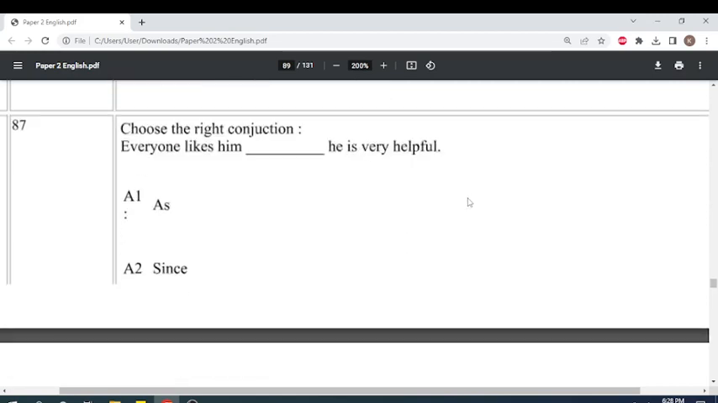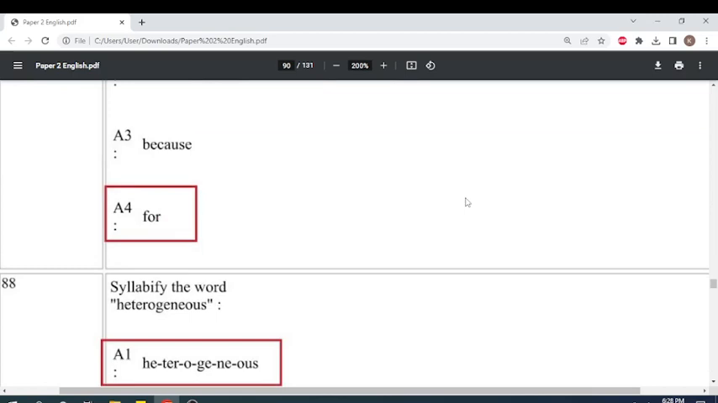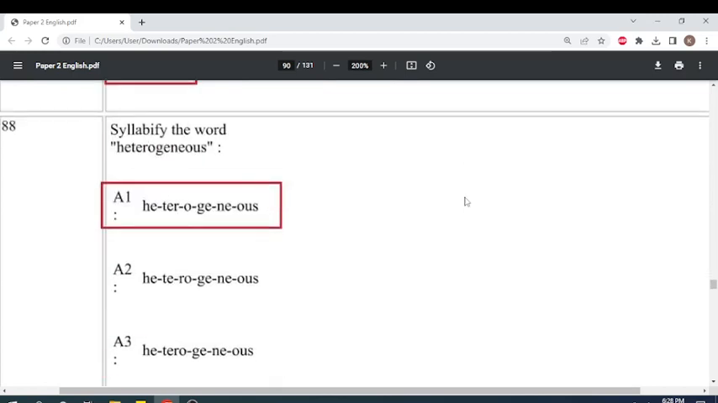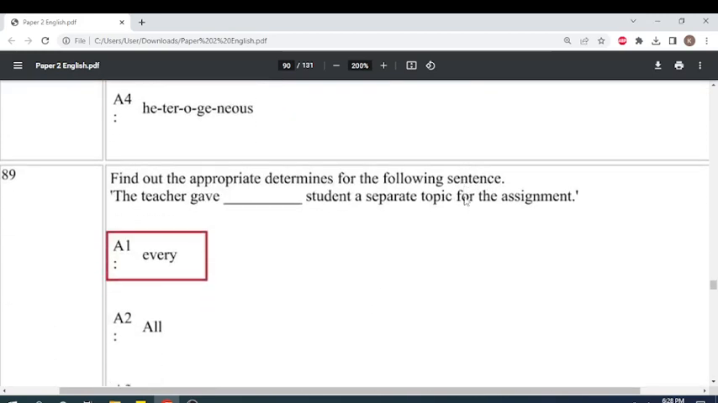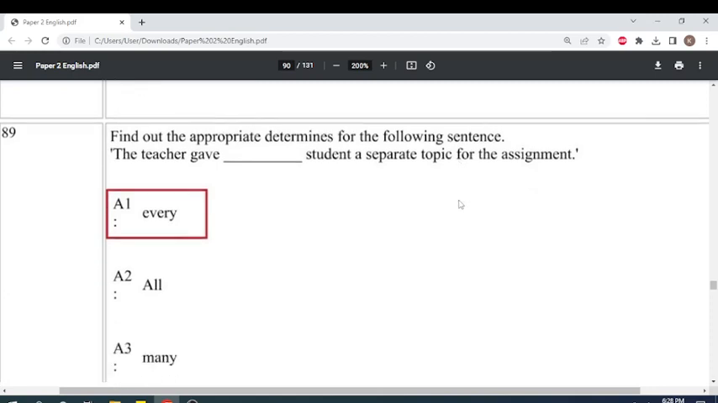87. Choose the right conjunction. Everyone likes him, dash, he is very helpful. Answer A4, for. 88. Syllabify the word heterogeneous. Answer A1. 81. Find out the appropriate determiner for the following sentence. The teacher gave dash student a separate topic for the assignment. Answer A1, every.